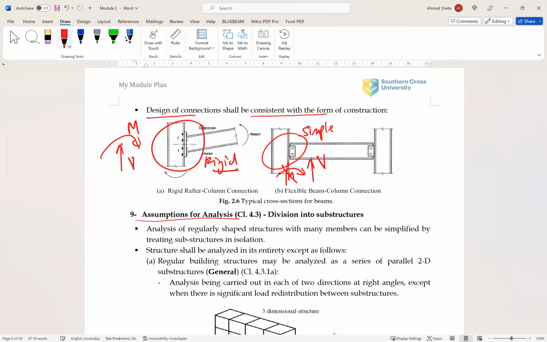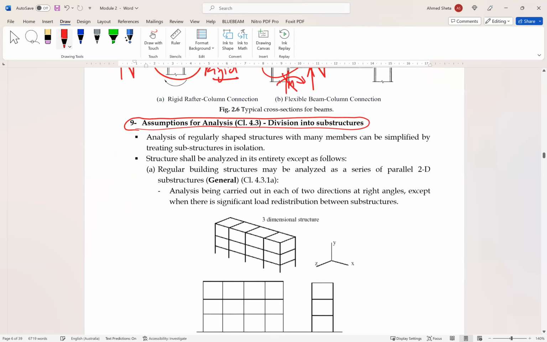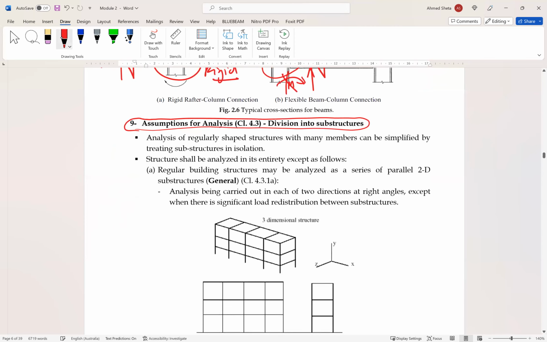Assumption for analysis: division into substructures. Because the structures sometimes are too big or large, we need to subdivide them. So in the analysis of regularly shaped structures, many members can be simplified by treating them as substructures. A structure shall be analyzed in its entirety except as follows. A regular building structure may be analyzed as a series of parallel 2D substructures.